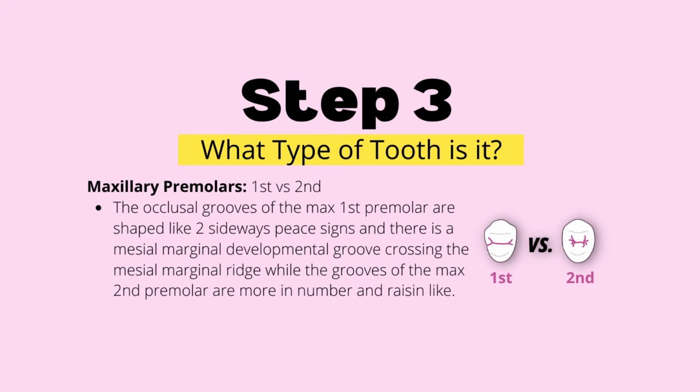For the maxillary premolars, there are 2 types, the maxillary first premolar and the maxillary second premolar. To tell these apart, you're going to look at the occlusal grooves. They're different. For the maxillary first premolar, there's a groove down the center that's split into 2 on the mesial and distal, making 2 sideways peace signs. There's also a groove that's going to cross over the mesial marginal ridge. This is the mesial marginal developmental groove. While the grooves of the maxillary second premolar are more numerous, more random, look raisin-like, and there isn't that groove crossing over the mesial marginal ridge.